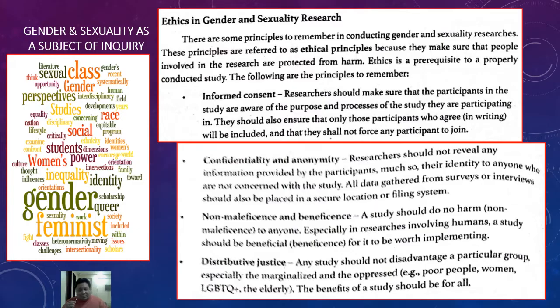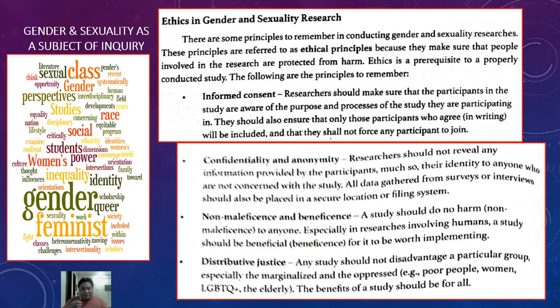So number one, it should be informed consent. The researchers should make sure that the participants in the study, or shall I say the respondents of the study, are aware of the purpose and processes of the study they are participating in. They should also ensure that only participants who agree in writing will be included and that they shall not force any participant to join.